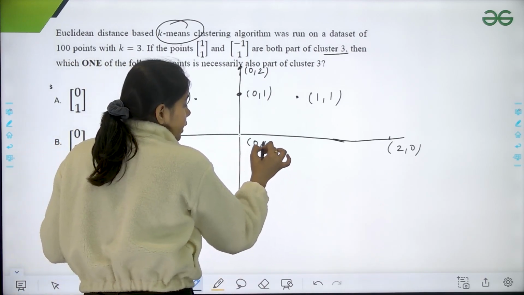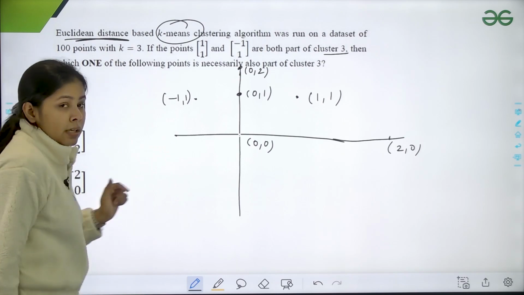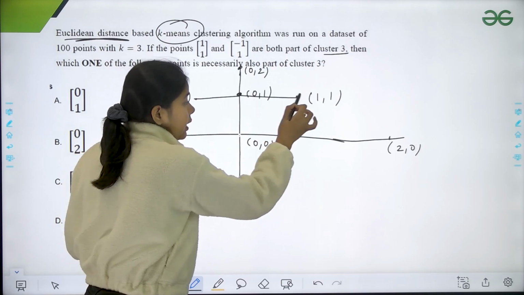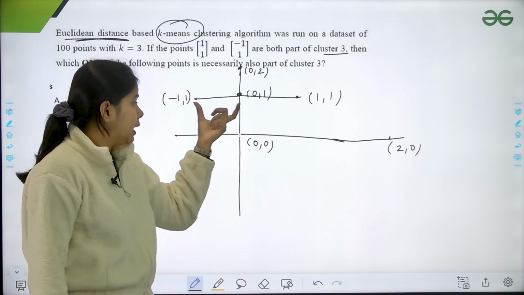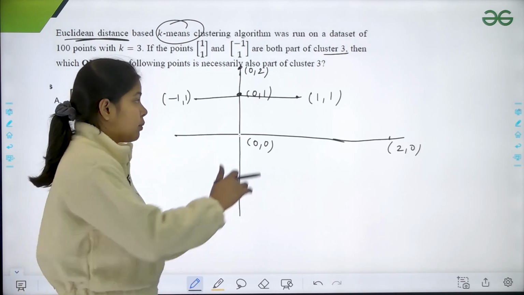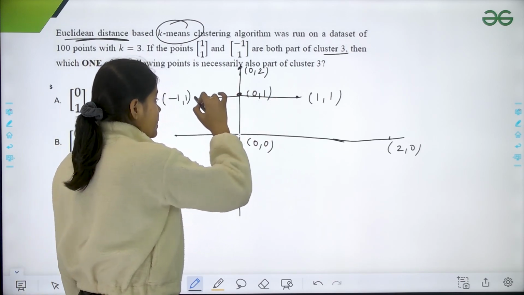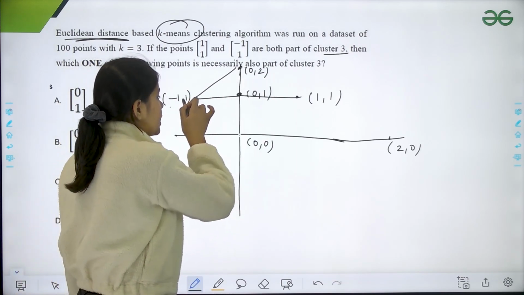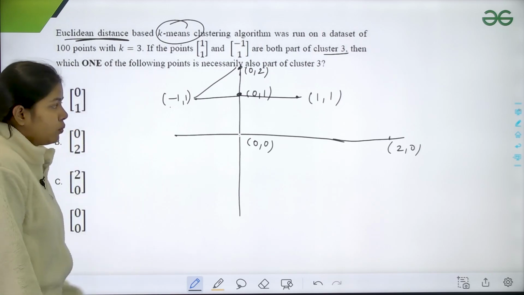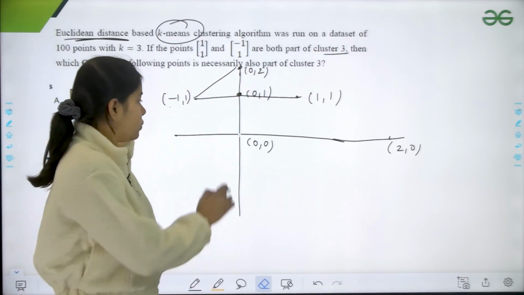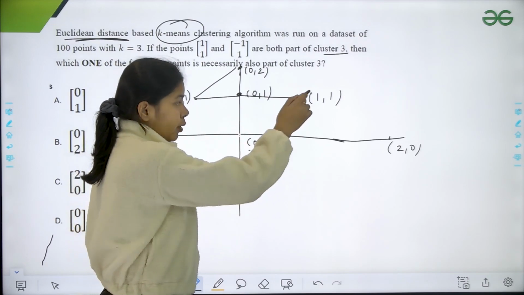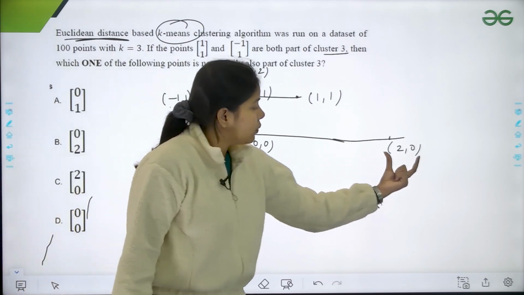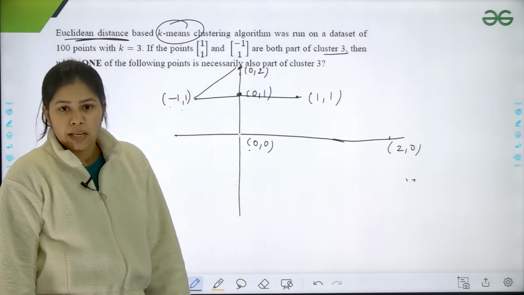Now let's find the distance, because they are saying Euclidean distance. The distance of (0, 1) from (1, 1) and (-1, 1) is 1 unit each, so this point is closer. If you take (0, 2) with (-1, 1), you get the square root of 2, so this distance is also square root 2. (0, 0) is also at a distance of square root 2 from the points (-1, 1) and (1, 1). And (2, 0) is very far away from the point (-1, 1).